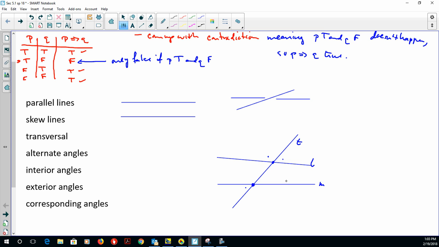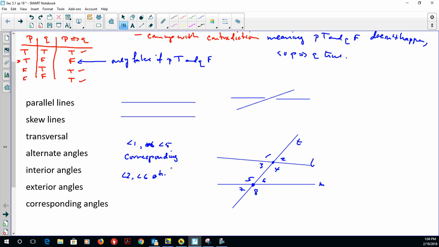Corresponding angles are angles that are on the same side of the transversal where one is interior and one is exterior. In other words, I'm going to number these here. Angle 1 and angle 5 are corresponding angles. I'm sorry, I just made a mistake there. 2 and 6 are as well. 3 and 7, 4 and 8.